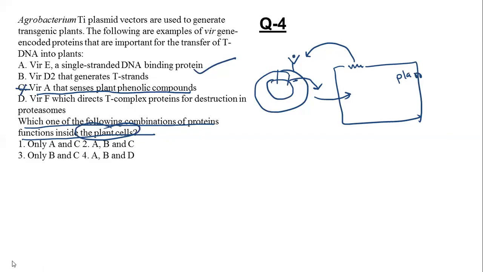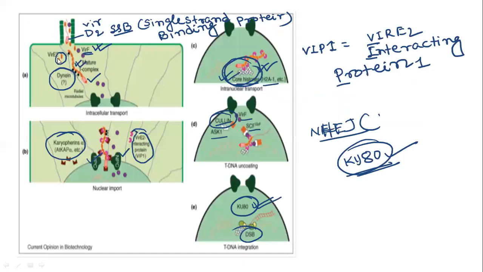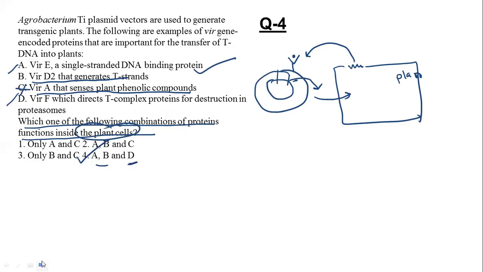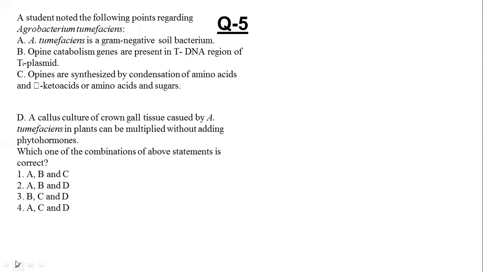So now here are the options. First is VirD2. So B, A and D is absolutely correct. A and D is one option. Now VirD2 actually acts as a nuclear localization signal. Because VirD2 is working here, it is also providing the nuclear localization signal. So this is also inside the plant cells. Now the next question we'll see.